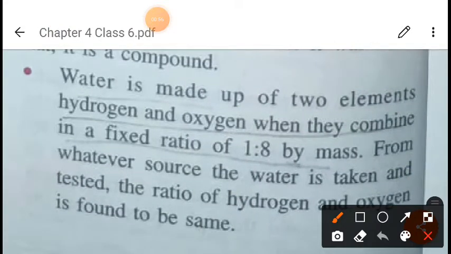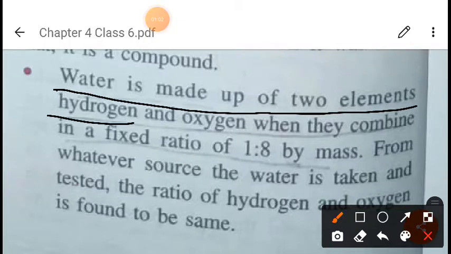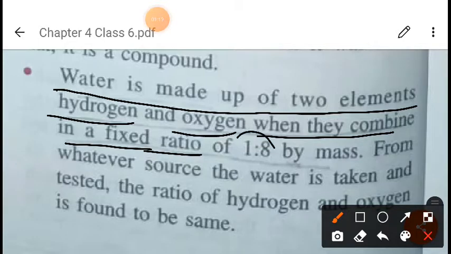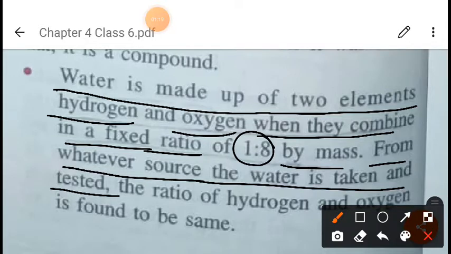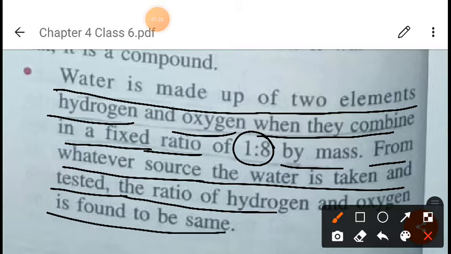Later, when we tested water, we found that water is made up of two components: one is hydrogen, another one is oxygen. When hydrogen and oxygen combine in a fixed ratio, which is 1 to 8 by mass, they form water. From whatever source the water is taken and tested, the ratio of hydrogen and oxygen is found to be the same, right?